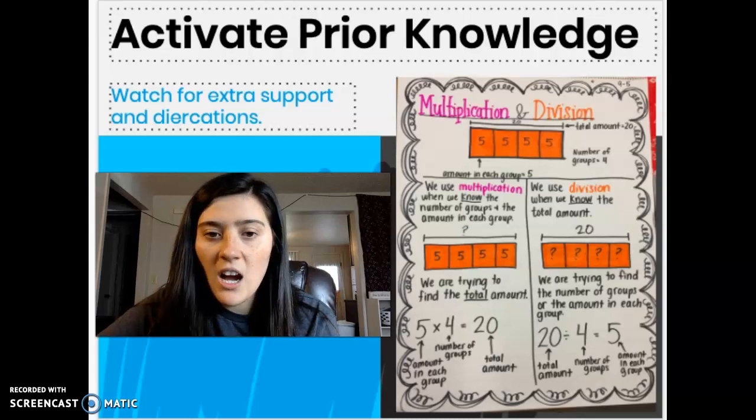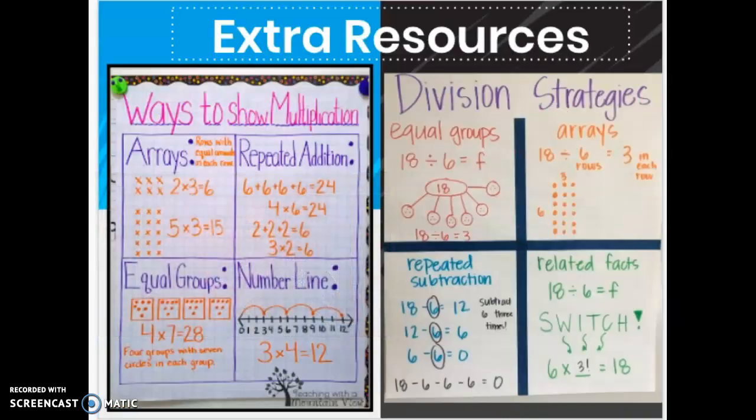I also want to show another resource that we also have. So right on the very next slide, this is our other resource. Let me get my camera out of the way real fast. Okay, so ways to multiply. So there's an array, there's a repeated addition, equal groups, and then number lines. These are the different ways that we can show our multiplication.